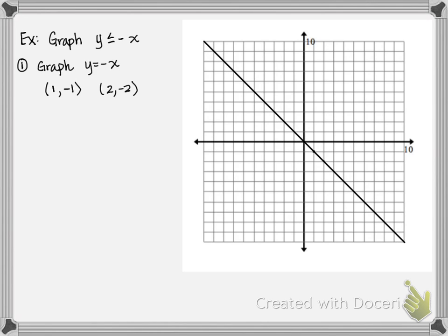And then is my line going to be solid or dashed? Solid, good. And then we can pick a test point. What did you guys use? 0, 0? So 0, 0 is right here, right? Which is on the line. So we can't use that. What else could we use? 1, 1. Sure, 1, 1 would work.